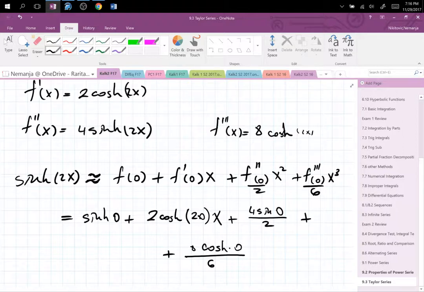You can't center it at 2x. You can center it at 2, but it's a Maclaurin series, so you're centering it at 0. The starting function is the original function that it's given.